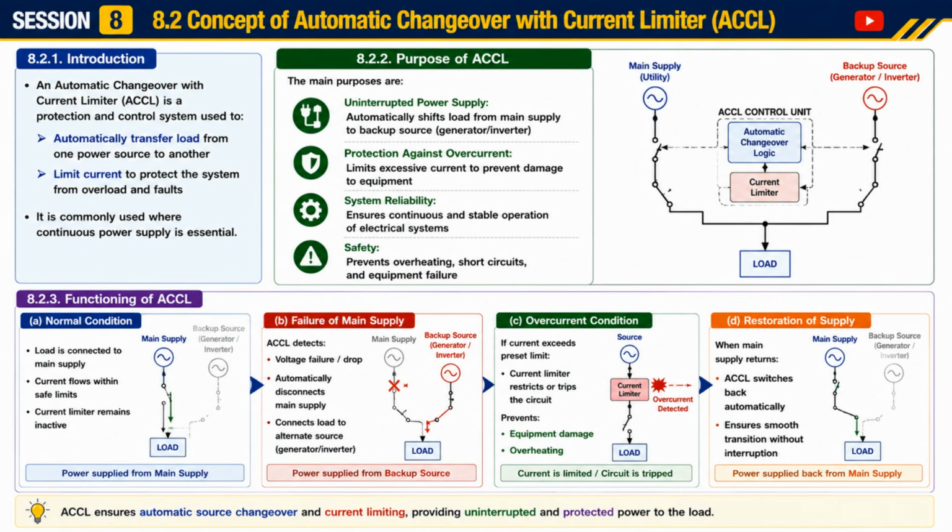D. Restoration of main supply. When the main supply returns, ACCL automatically transfers the load back. The changeover is smooth and without interruption. Conclusion. ACCL provides automatic source changeover and overcurrent protection, ensuring continuous, safe, and reliable power supply to the load.